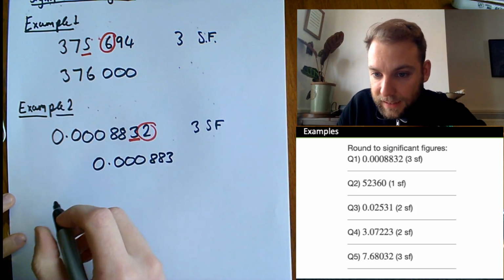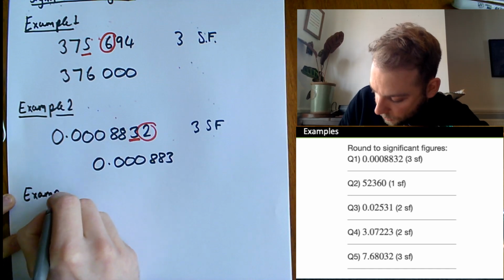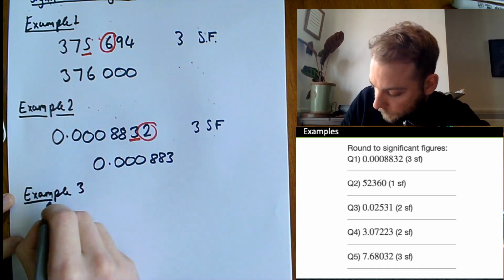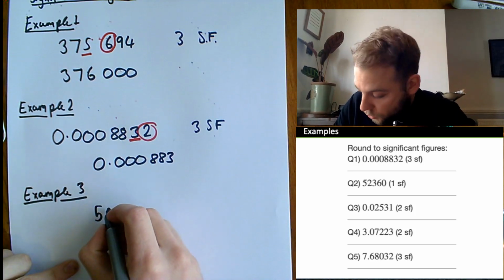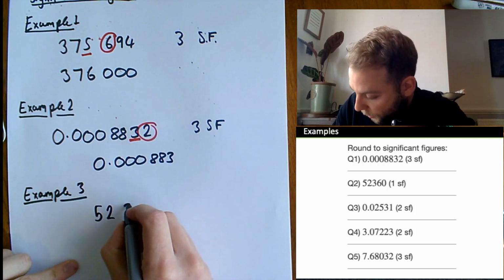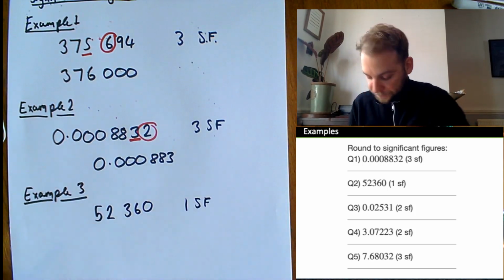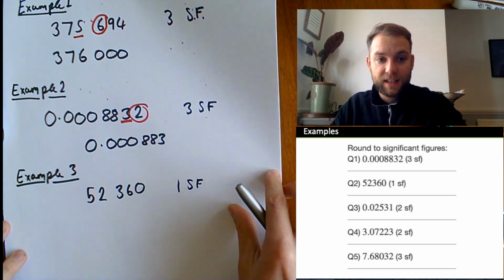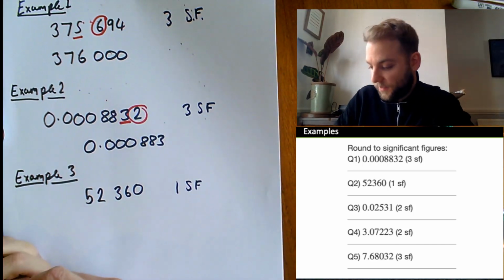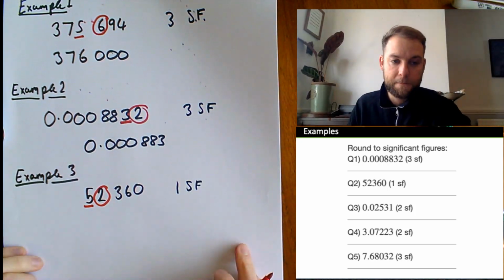Let's have a look at example 3 in our case. It's question 2 on there. So this says 52,360, and he wants it to 1 significant figure. So my first significant figure in this case is this 5. So that's what I'm going to underline. This is the number I'm going to be looking at.